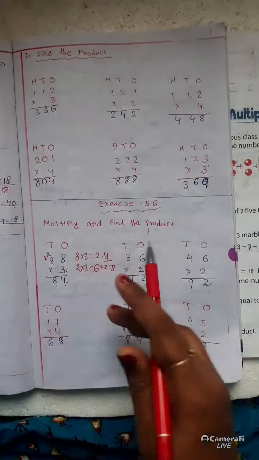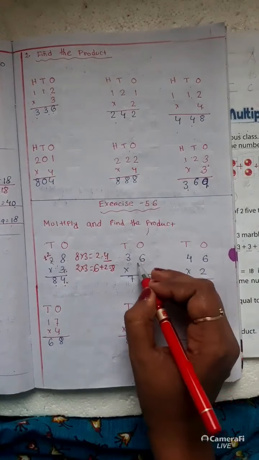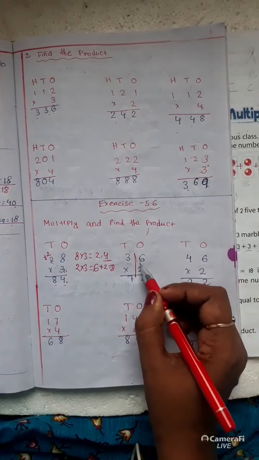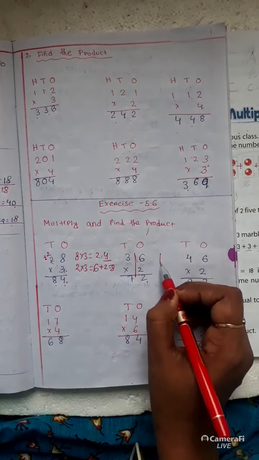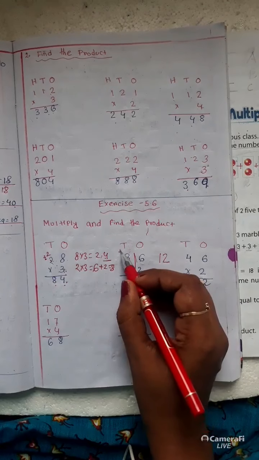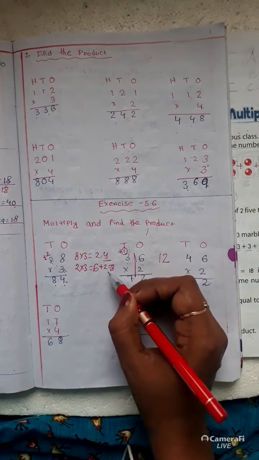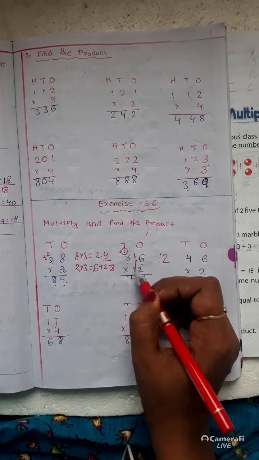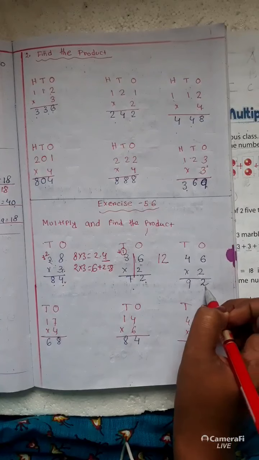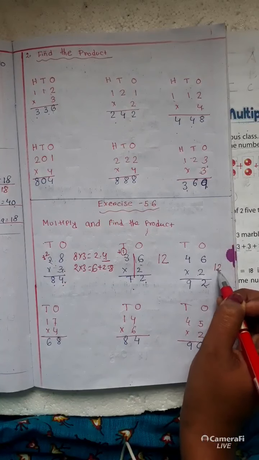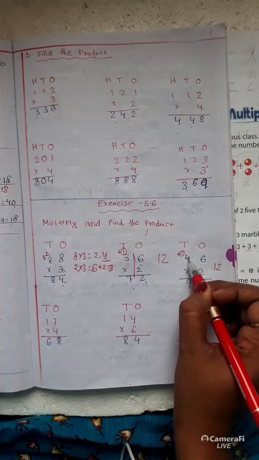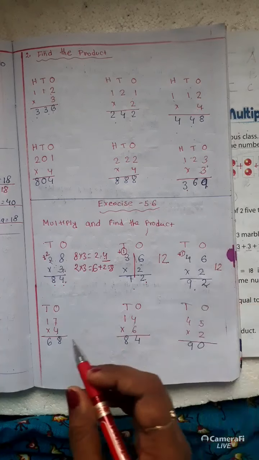Now you see 36 into 2. First I told you children to start from ones place. So 6 2s are 12. 2 I have written, and 1 is here in tens place. So 3 2s are 6, 6 plus 1 is 7, easy. 6 2s are 12, again 12, 1 will be carried over here. So 4 2s are 8, 8 plus 1 is 9.